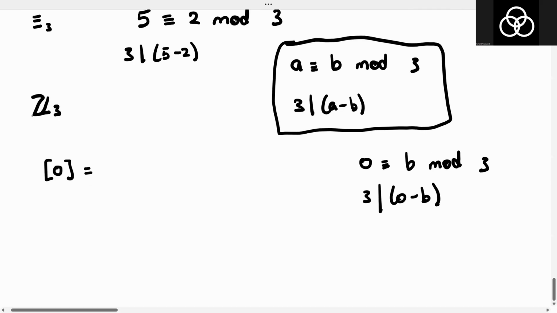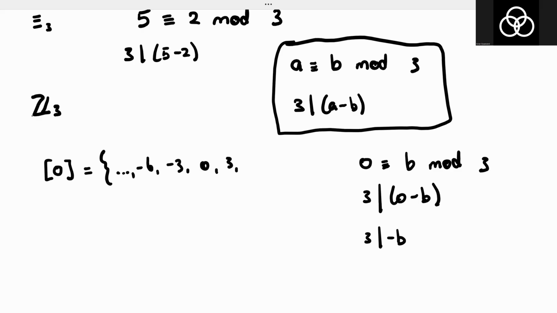So B is just integer multiples of 3, right? Because we want to find all the values of B such that 3 divides minus B. So we can start: minus 6, minus 3, 0, 3, 6, and so forth. So in this case, how could we get an element B that is related to A on the mod 3? It is all the integer multiples of 3.